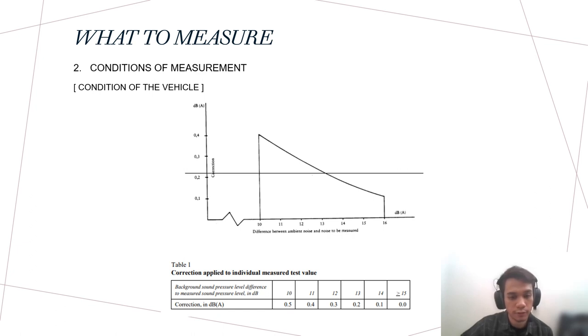As you can see, this is the table. This is Table 1, corresponding correction applied to the individual measured test value. The background sound pressure level difference to measured sound pressure level in decibels is 10, 11, 12, 13, 14, until 15 and above. The correction in decibels A is 0.5, 0.4, 0.3, 0.2, 0.1 and 0.0.